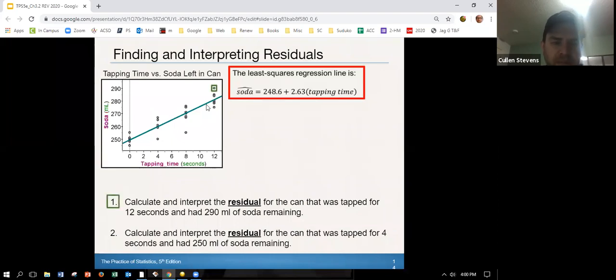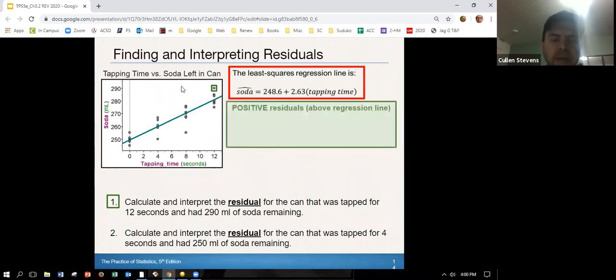So we're looking at this point up here in green. Notice this has 290. That's a lot higher than what we predicted here with our regression line. So what happens, that becomes a positive residual. We have the actual minus the predicted. So the actual was 290, and the predicted takes our equation here and puts in 12 for the tapping time. The predicted y was 280. So our actual minus the predicted was about 9.84, and that distance is our residual, and that is above the line. That's a positive residual.